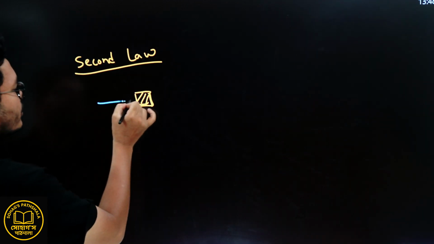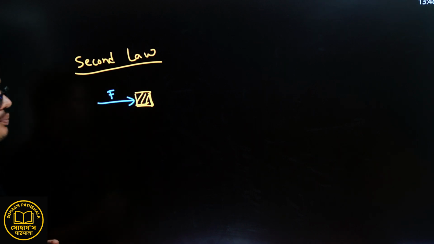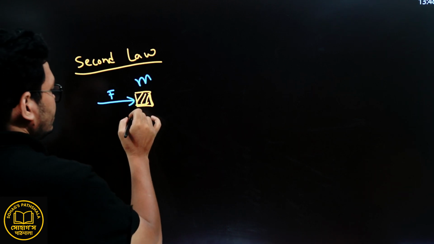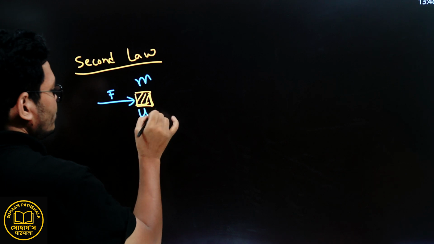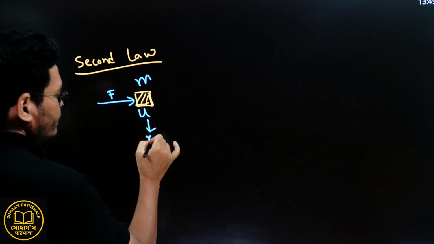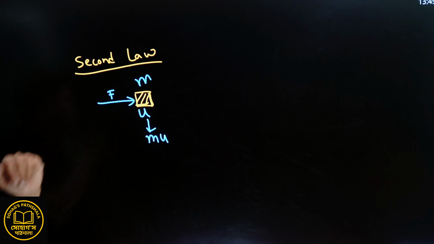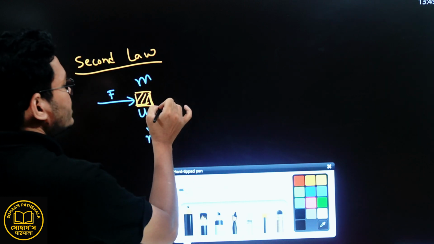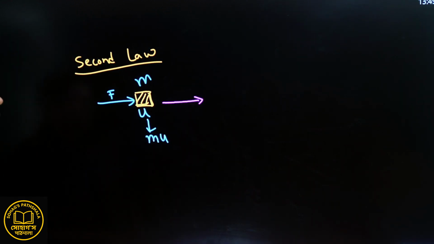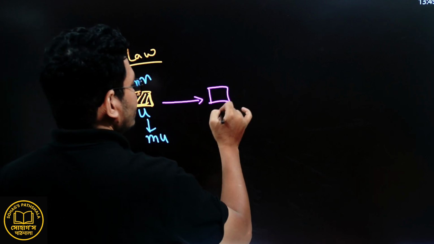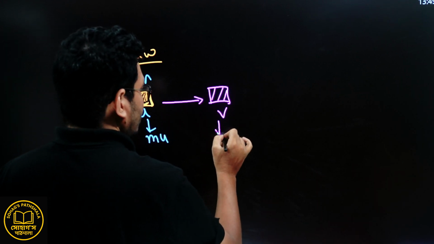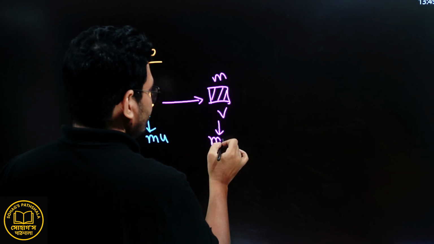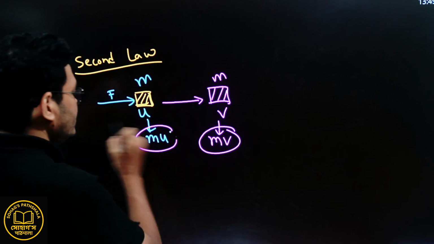and we apply a force F on this, and the mass of the object is m. Initially its velocity was u. So what was the initial momentum? mu, right? And if you apply force, its velocity will change, as we have seen. It will gain a velocity v, and the mass is the same as before, so its momentum will be mv. This is the final momentum and this is the initial momentum.